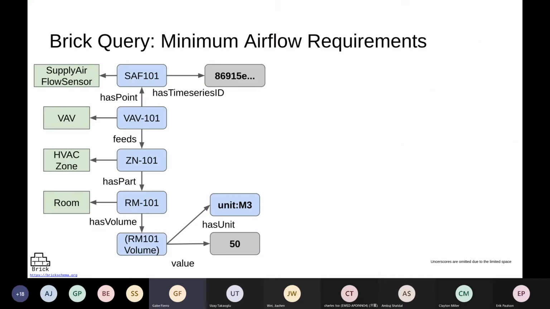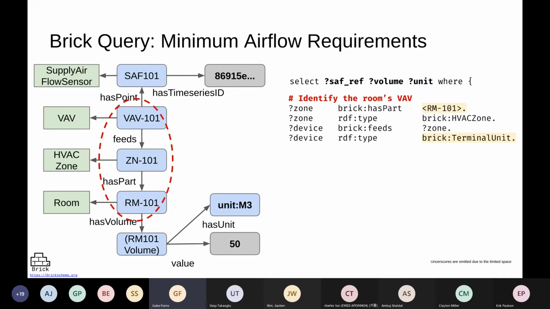Okay, so what does it look like to query a Brick model? Let me give you a quick taste here as well. Here's a somewhat abbreviated Brick model on the left that shows supply airflow sensors associated with the VAV, and we have some of the building topology associated with that. If we're trying to write a query that's going to allow us to calculate whether or not a given zone is meeting minimum airflow requirements, we might want to retrieve the identifier of the time series stream for the supply airflow sensor. We also want to get the volume of the room, and then of course the unit of that volume.